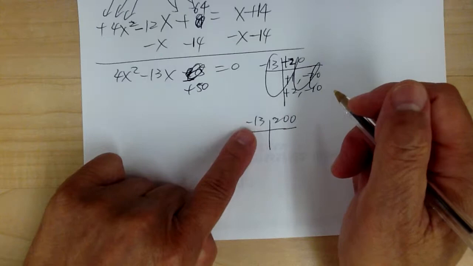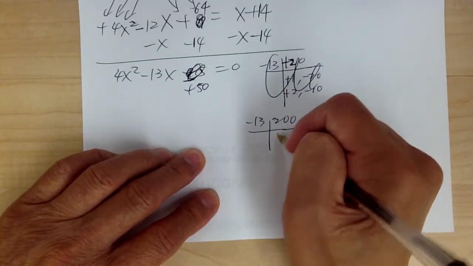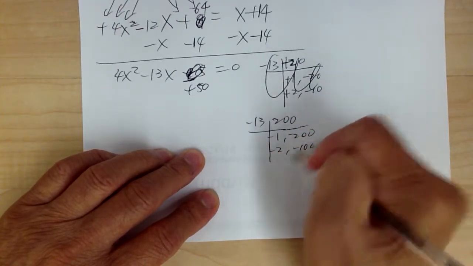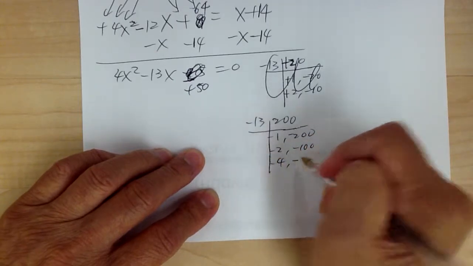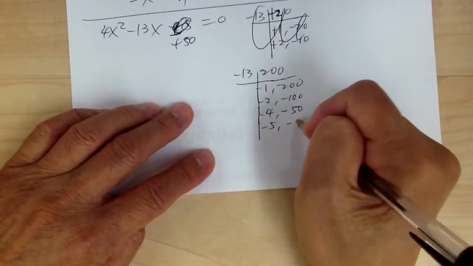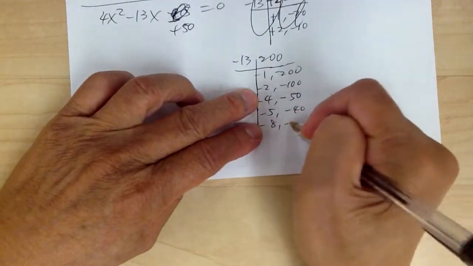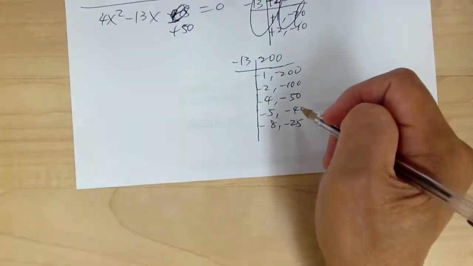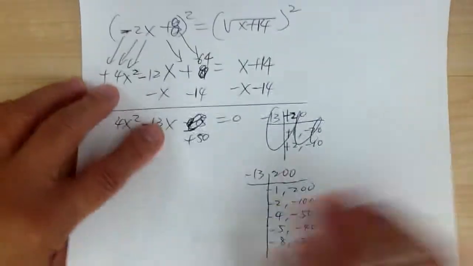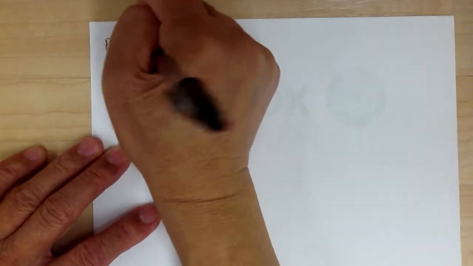Okay, so from here, you're going to have 1, comma 200. So negative 2, negative 100, negative 3 cannot, negative 4, negative 50, negative 5, negative 40. Negative 6 cannot, negative 7, 8, so negative 8, negative 25. Okay. And, oh wait. Let's go and do this one over. Let's redo, because there's too many. Once it messes up, it kind of messes everything up.